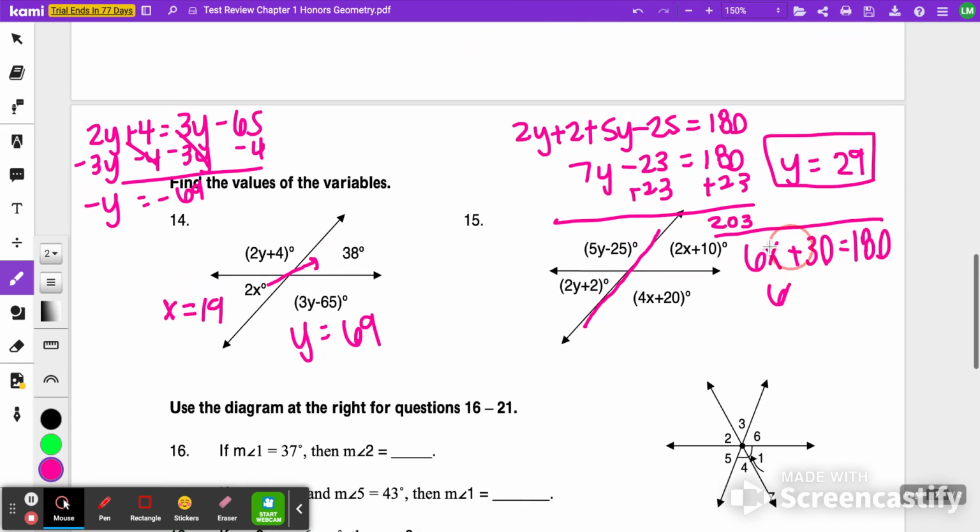So 6x equals 150. So you're just taking that 150, dividing it by 6, and you will get x equals 25. Okay.